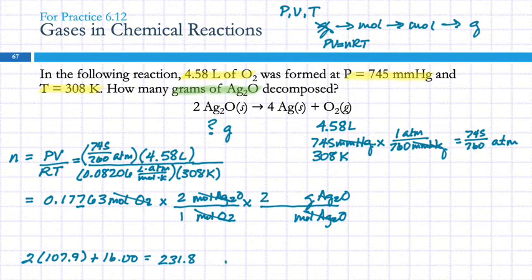So 231.8 is the mass in grams of 1 mole. So 0.17763 times 2 times 231.8 equals 82.349 grams. 82.3 grams.